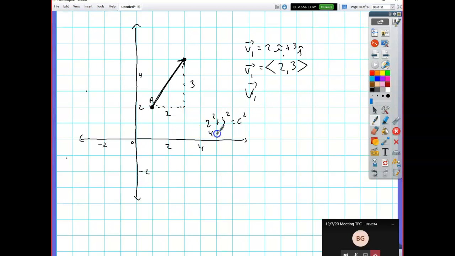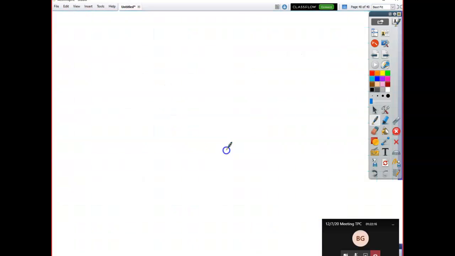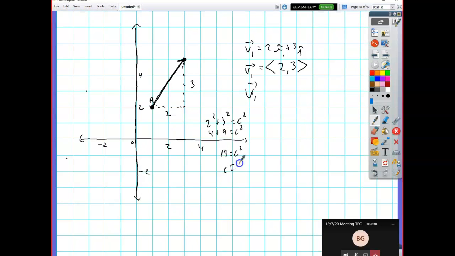So 2 squared plus 3 squared equals c squared. I get 4 plus 9 equals c squared. I get 13 equals c squared, or c equals plus or minus root 13. It's how big it is, so that's just silly. So I'm just going to go ahead and write root 13 at, how do I find the angle or approximate the angle? That I don't know how to figure out.